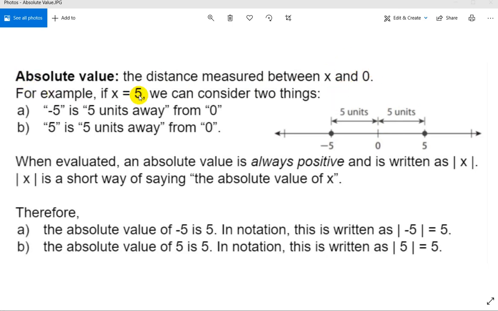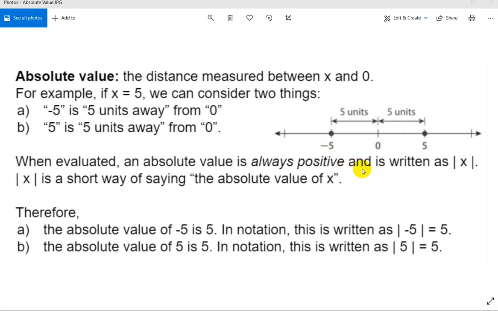For example, let's say we chose any number, x equals 5. We can consider two things. We know that on a number line, -5 is 5 units away from 0, and 5 is 5 units away from 0. These positive units represent the absolute value. When evaluated, an absolute value is always positive. We're only looking at the distance between -5 and 0, and 5 and 0, in this case.